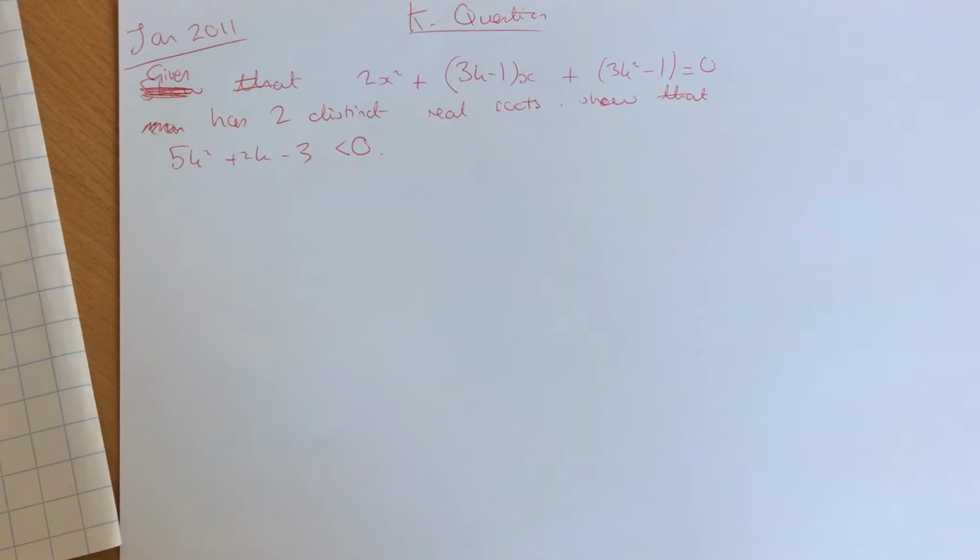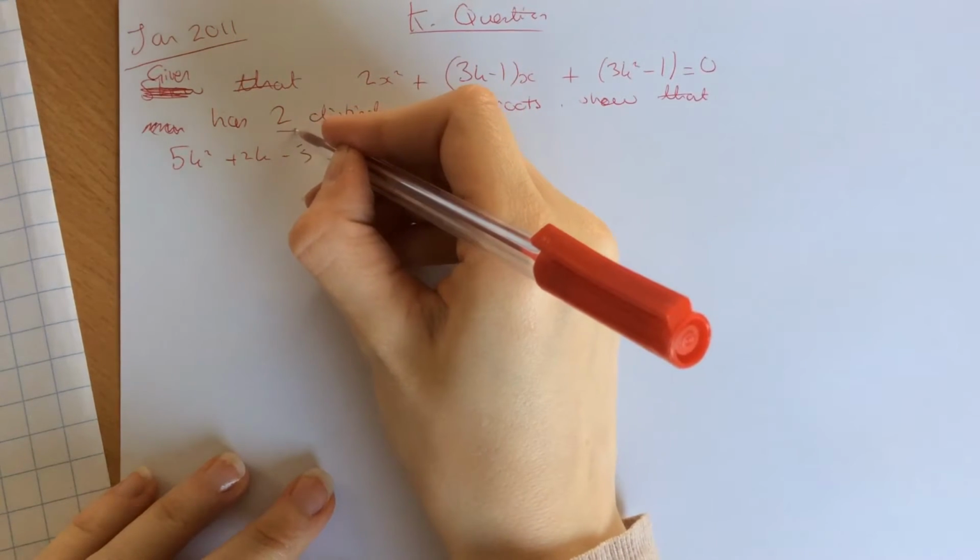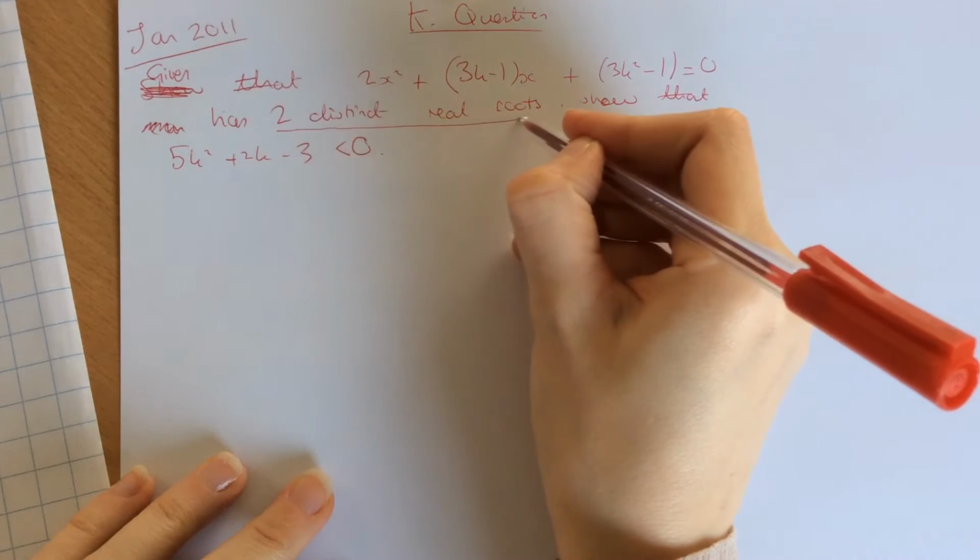So this is on the K question, it's also known as discriminant. And this is January 2011. And it says, given that 2x squared plus (3k minus 1)x plus 3k squared minus 1 equals 0 has two distinct real roots, show that 5k squared plus 2k minus 3 is less than 0. Okay, so this is the important part here. This is the first part of the question, right?